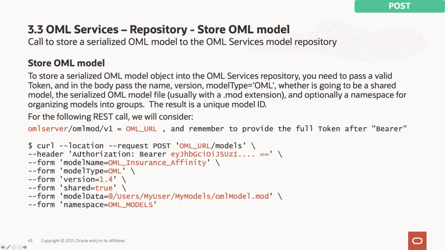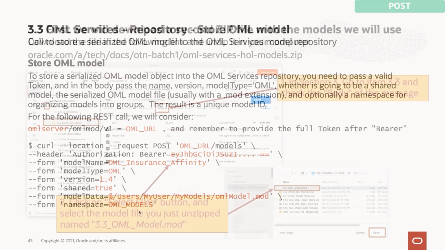Basically, the idea is this is what you need. You need your token, but then you have to give it a model name, model type, version, the shared model data, that specific file, and then a namespace, okay? So this is what we're going to do.